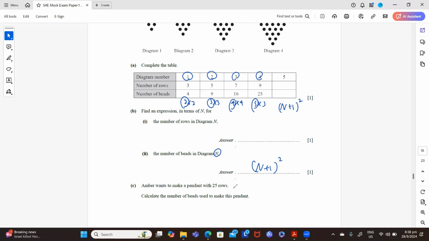Okay, part C. Amber wants to make a pendant with 25 rows. Calculate the number of beads used to make this pendant. So based on the formula in B part 1, 2n plus 1 equals 25. So 2n is 24. n is 12, right? So if n is 12, the number of beads will be 12 plus 1, 13. And 13 squared is your answer. So therefore, the answer is 169.